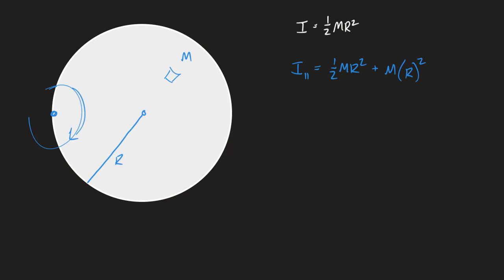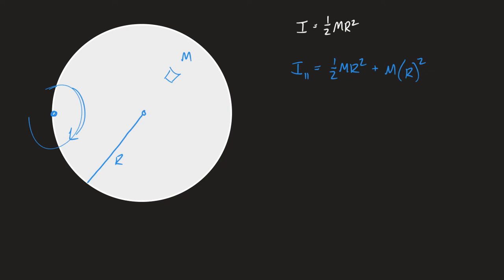That's all I'd have to do to figure out the moment of inertia. I'm going to shift it from the center to the edge. That's a lot easier than doing all that integral stuff, isn't it? Now, that part's not so bad.